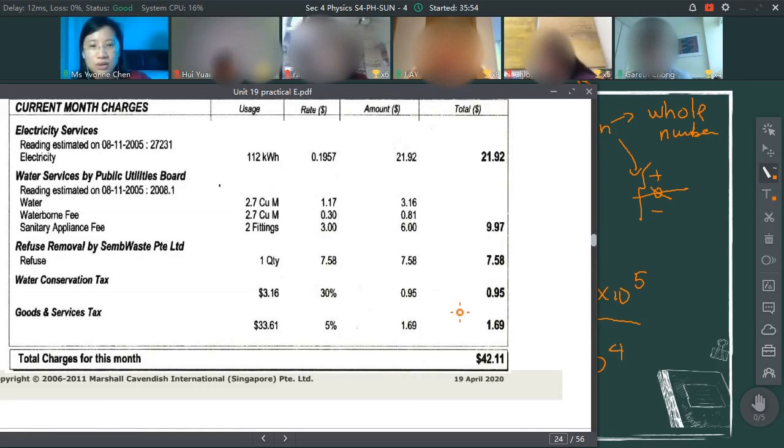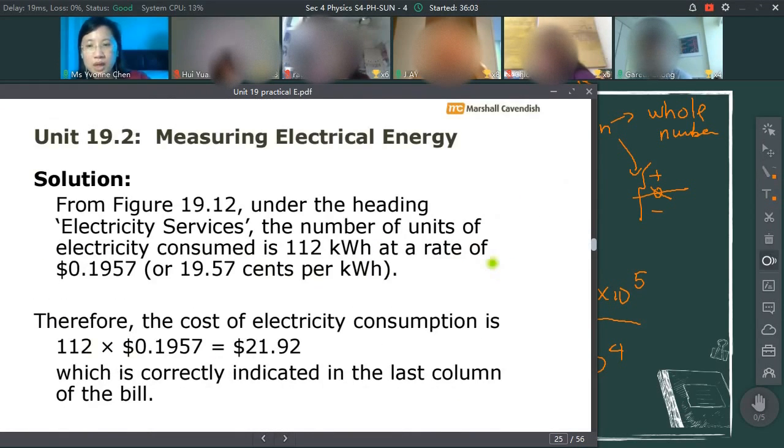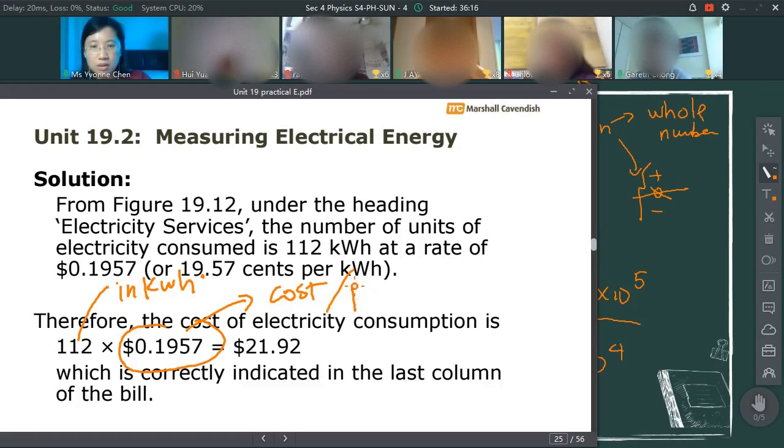Let's say we look at this utility bill of a household for 1 month. We notice this is the total amount, so we can calculate the cost. The formula is always how many kilowatt hours, how many units, times the cost per unit. The unit is always in kilowatt hour. This is how we find the utility bill. So far, no issue?